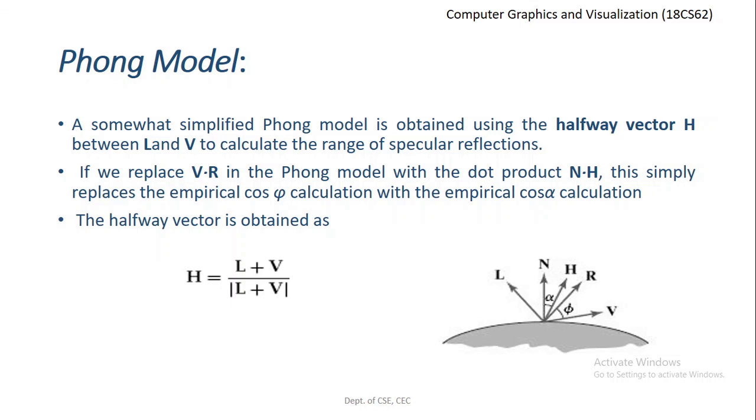In this video session, we discussed what we mean by ambient light, what we mean by diffuse reflection, what we mean by the Phong model, and the different vectors used in the Phong model in order to understand the specular reflection. And at the end, we discussed the halfway vector. With this, let us conclude this video session. Thank you.